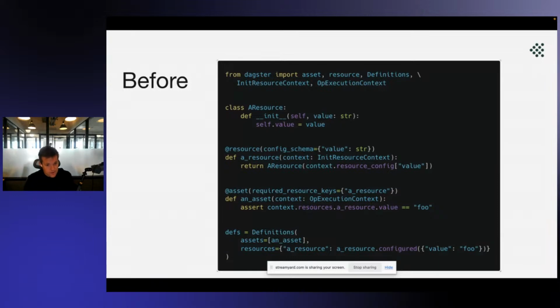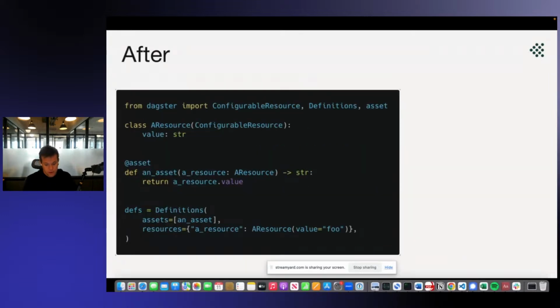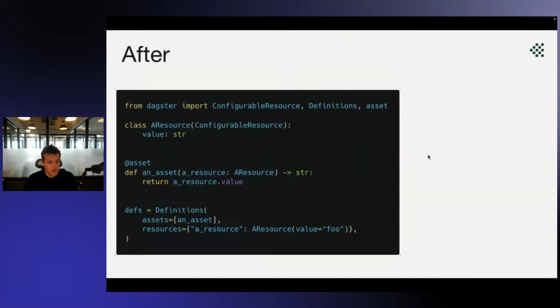Then, in order to use it in your asset, you had to declare that, hey, I need this resource. And then you had to know to access that on your context. And then finally, in order to actually use this thing, you would need to call .configured rather than vanilla object construction when you pass definitions. So that's a whole lot of hootenanny, which is my word of the hour now. And it's just a lot of work to do all this. And it's just like, why do I have to do that? Well, this is what, there we go.